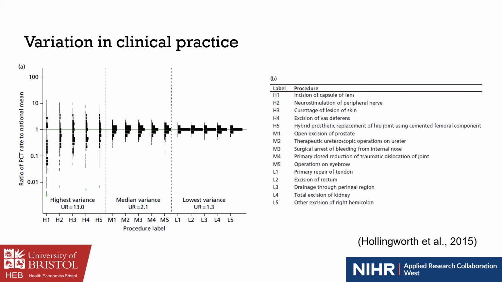Where we see variation in practice after adjusting for things like age, sex, deprivation, and disease prevalence, this may indicate some uncertainty about the most appropriate treatment. Here we see some treatments on the right of the graph, such as removal of a kidney, that don't have much geographical variation. Presumably, there is a strong clinical consensus about the need to remove a kidney, and there aren't many other options for treatment.